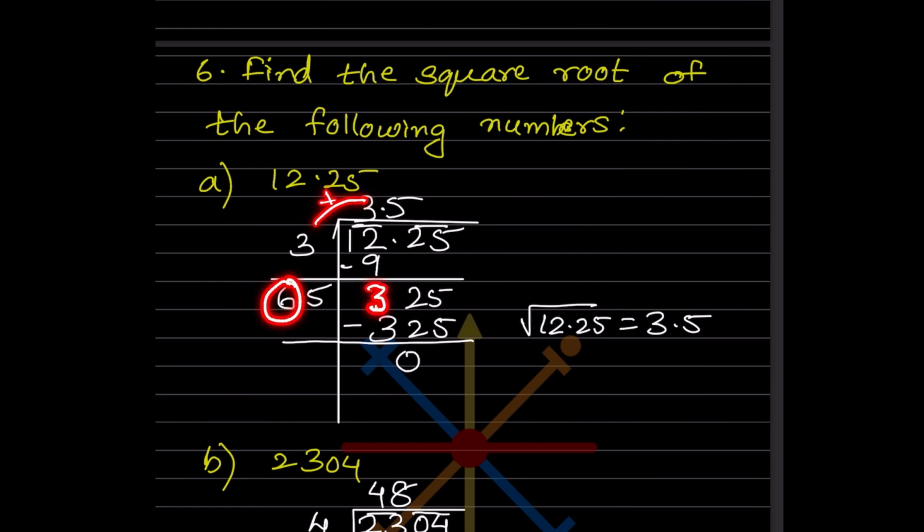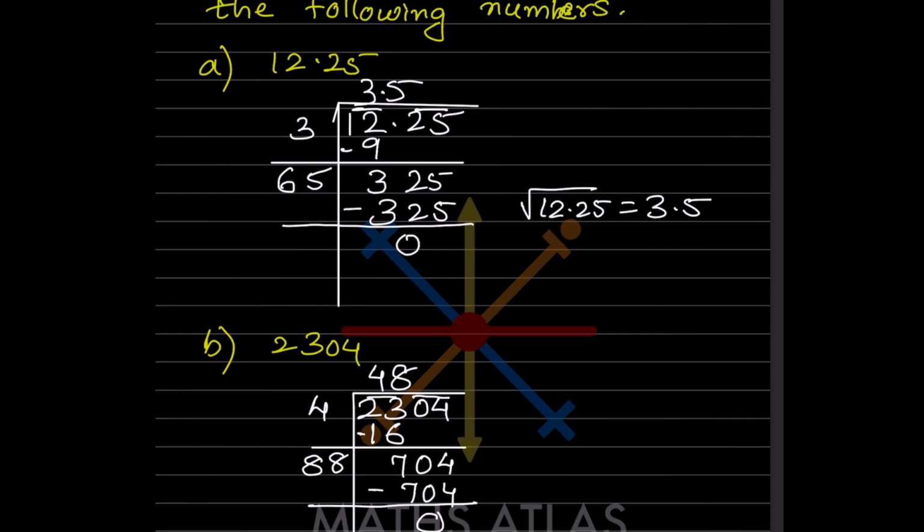Now this 3 is the smaller number and this is 6, so we take these two numbers down. Now we think of the units place. Here 5: 65 into 5 is 325, and the remainder is 0. Here the decimal is after 2 digits, so in the square root it will be after 1 digit, half of it. So that will be 3.5. The square root of 12.25 is 3.5.